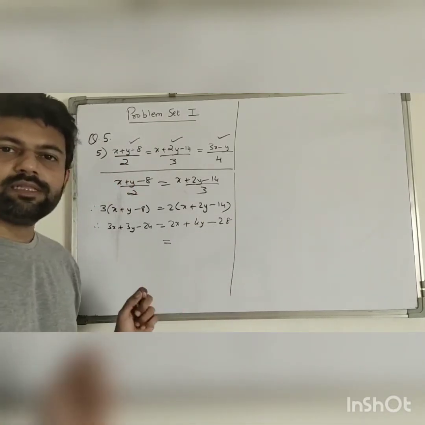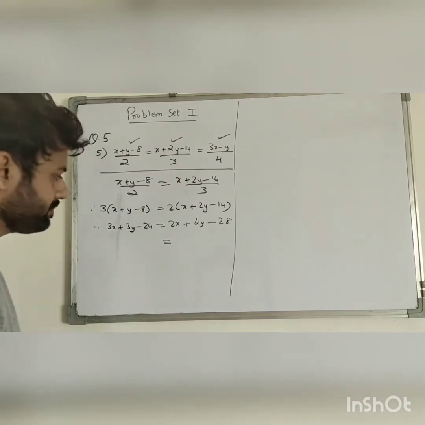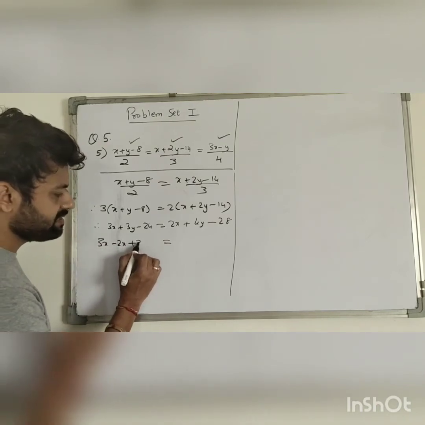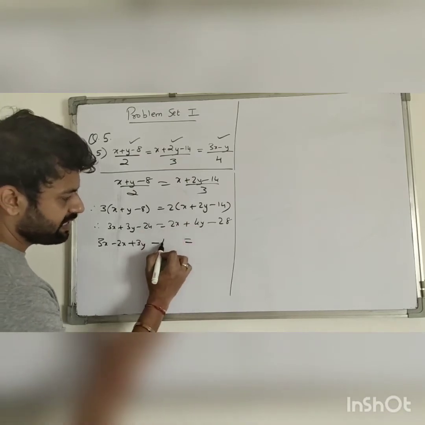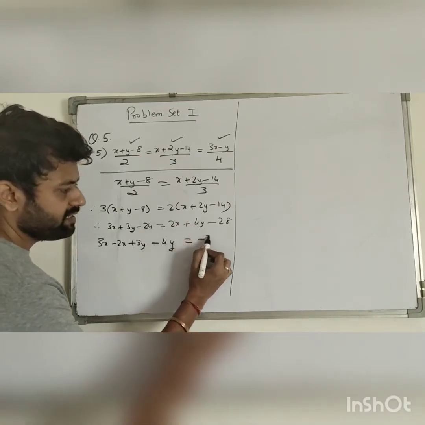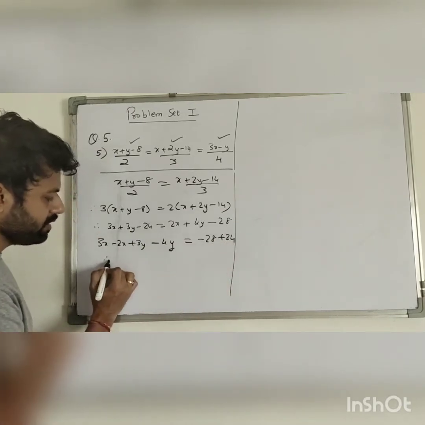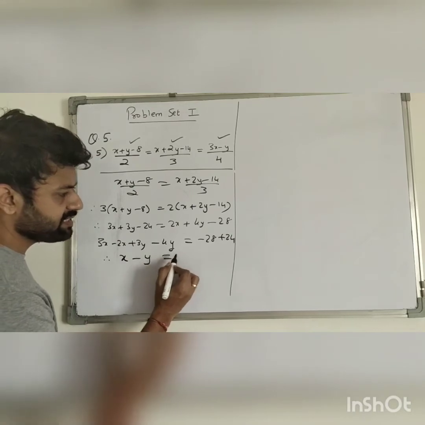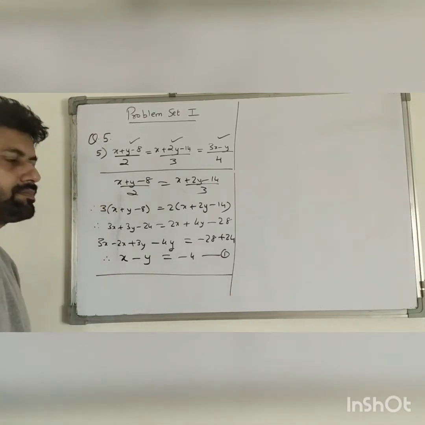Remember, we always bring the simultaneous linear equations in the form of ax + by = c. 3x - 2x, plus 3y is there only. Plus 4y will come this side, minus 4y. Minus 28 same side, plus 24. Next step we get plus x, 3 minus 4 is minus y, is equal to minus 4, equation number 1.